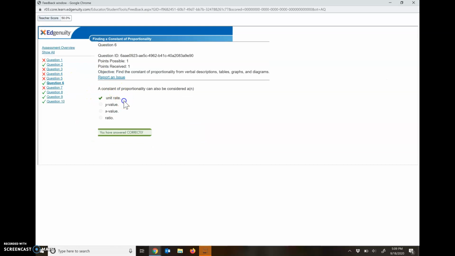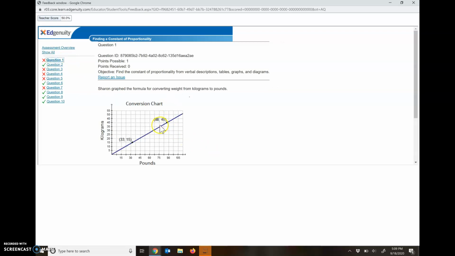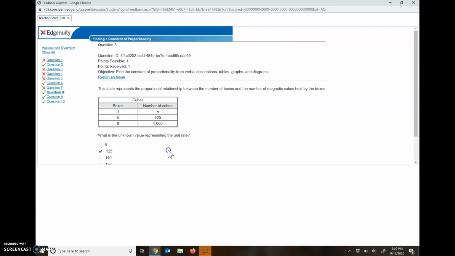Constant of proportionality is also the same thing as unit rate. Got that one right. The second number of an ordered pair that corresponds to the point on a coordinate system is always the y value. So remember, when you have two ordered pairs, x comes first, then y. Like if we look back at number 1, 88 is x, 40 is y. So the second one in there.